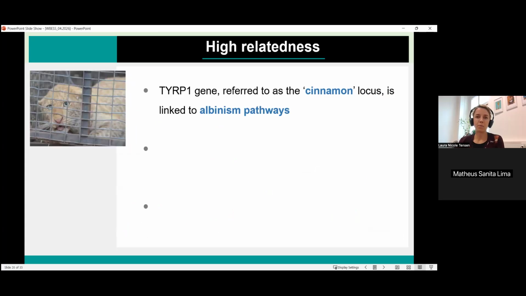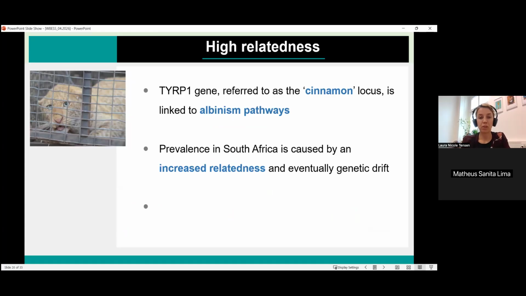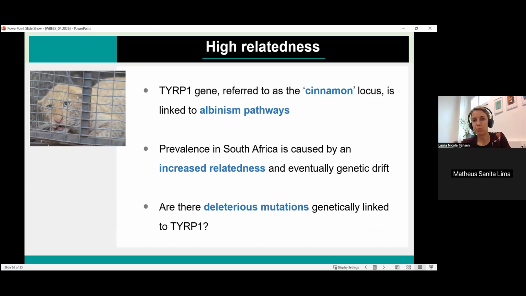All right, so then the TRP1 gene is typically referred to as the cinnamon locus. So it is linked to the albinistic pathway. We think that the prevalence in South Africa is caused by increased relatedness and eventually genetic drift. And then perhaps the next logical question would be, are there any deleterious mutations that are genetically linked to TRP1?